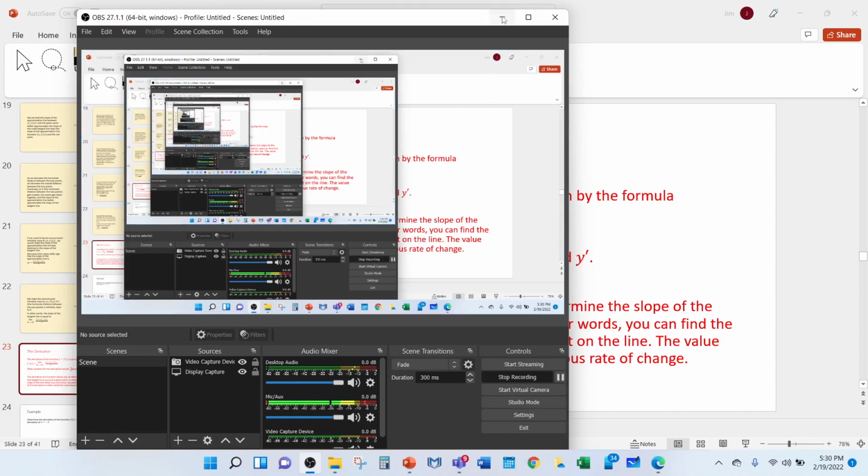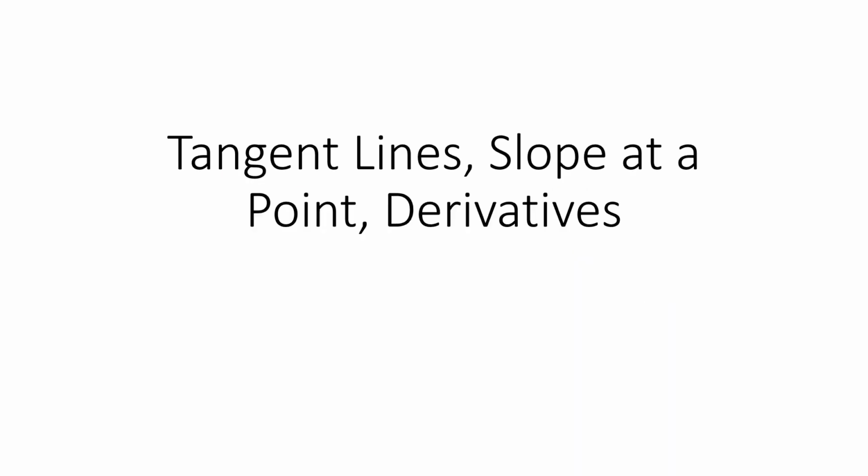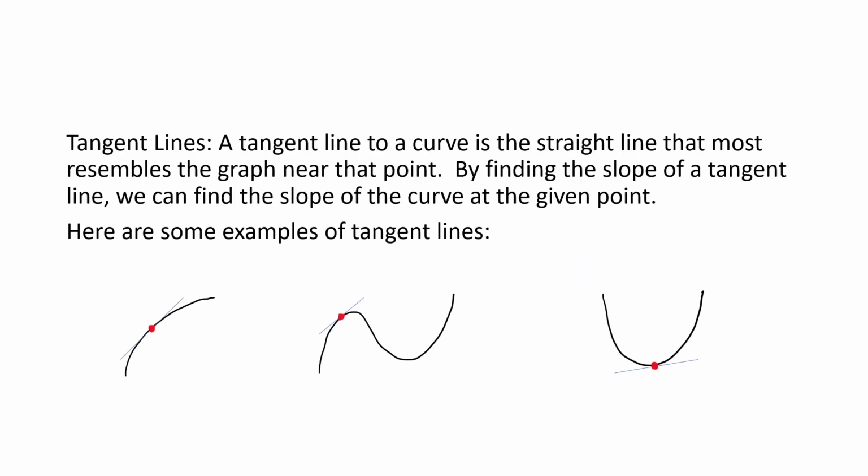We're going to make a video now on derivatives. A tangent line is a straight line most resembling a graph near a certain point.